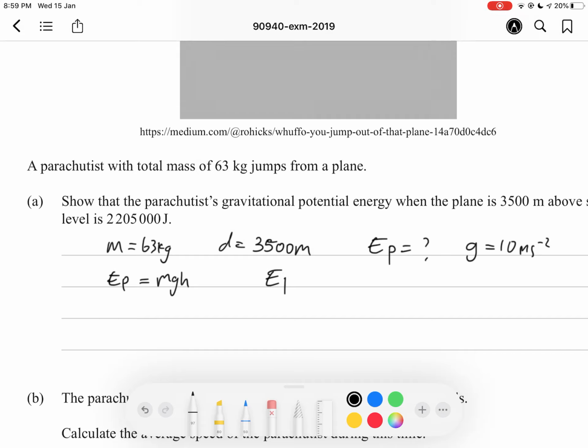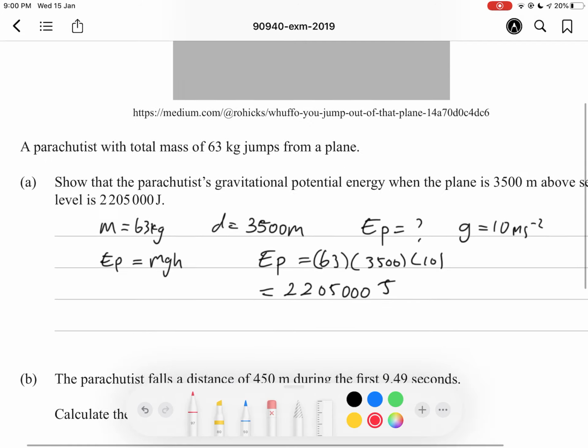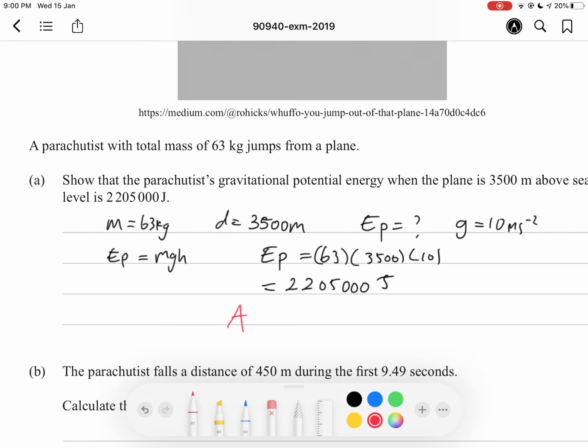So therefore, we can immediately do a one-step calculation to find our EP. EP equals 63 multiplied by 3,500 multiplied by 10. And that indeed gives us 2,205,000 joules. And because this is just a one-step calculation, this should be an achieved question.